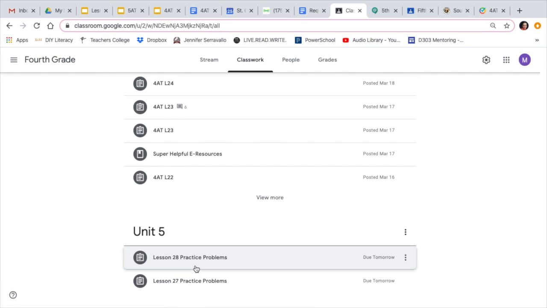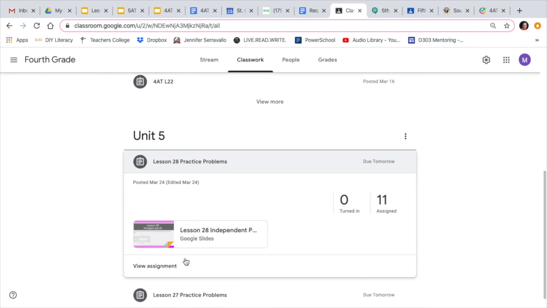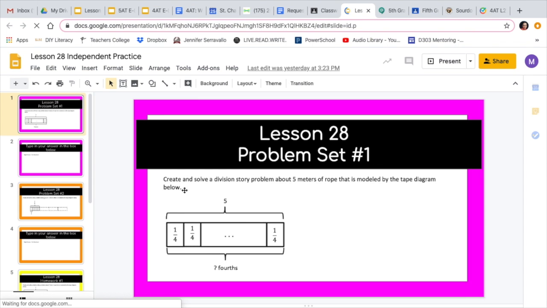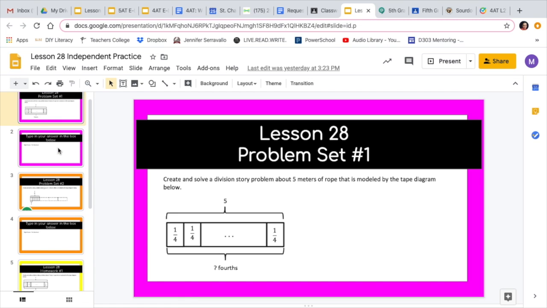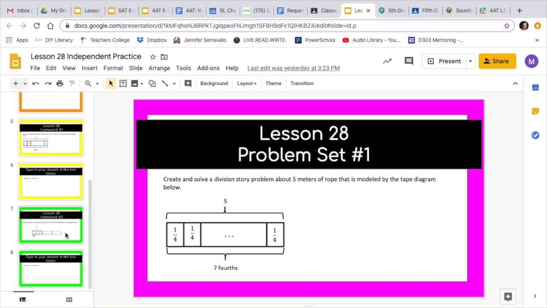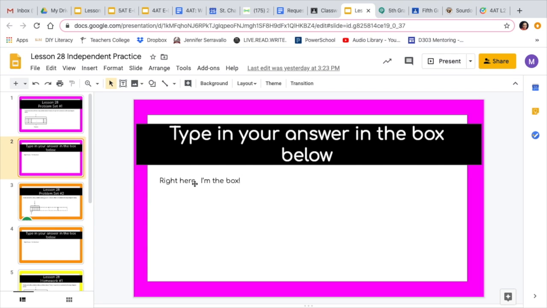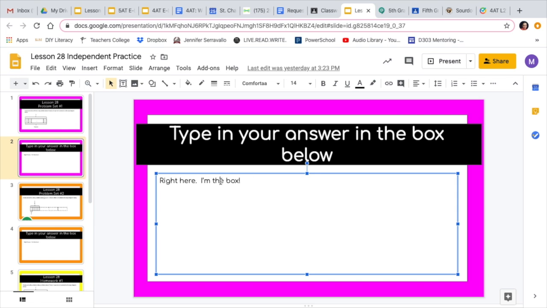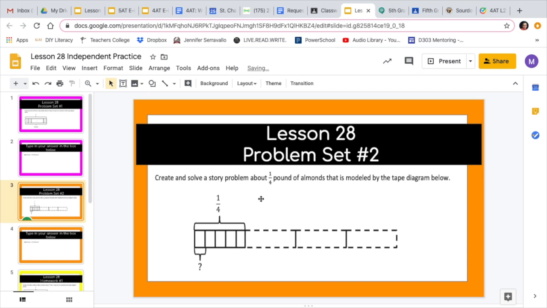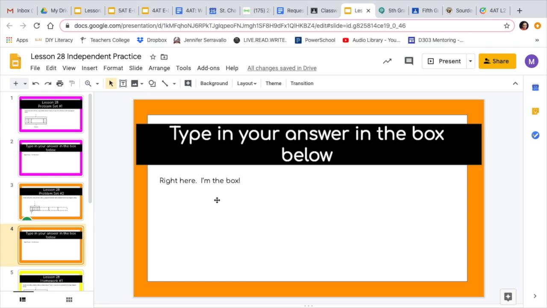So I just wanted to show you our assignment for today. I posted that last night, and everyone has received a copy. So this is your lesson 28 independent practice. You'll notice that I've color coded this now. So we have pink problems, orange problems, yellow problems, and green problems. On the first slide, you will find the question. On the second slide, you are going to type your answer in the box. And then the same with the orange. The first colored slide is the problem, and then the second slide is the answer box.